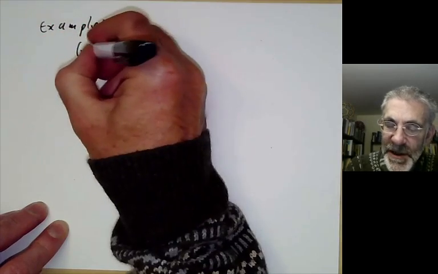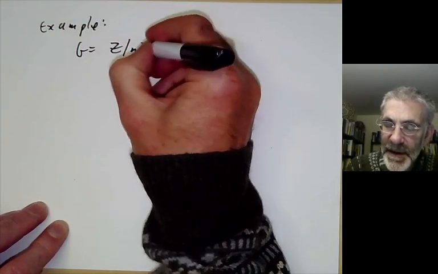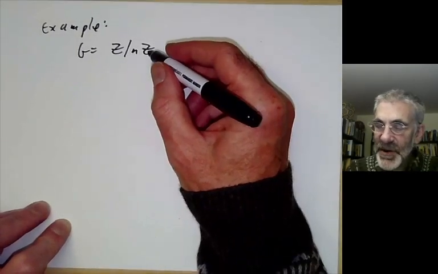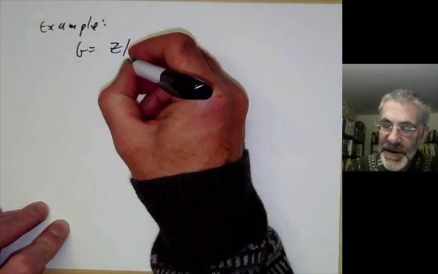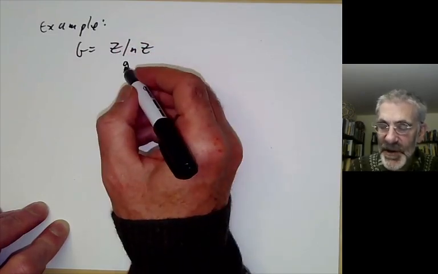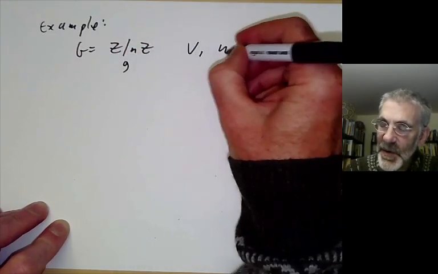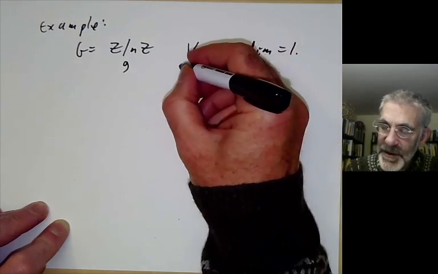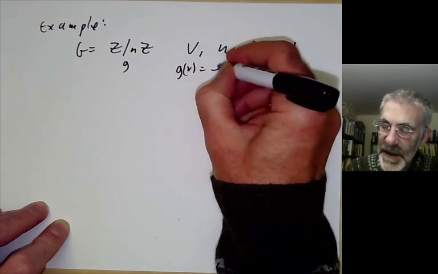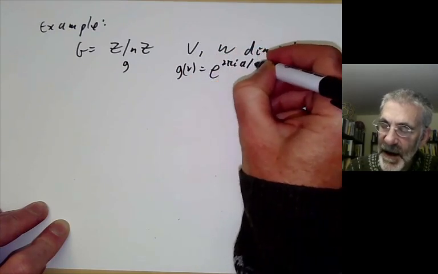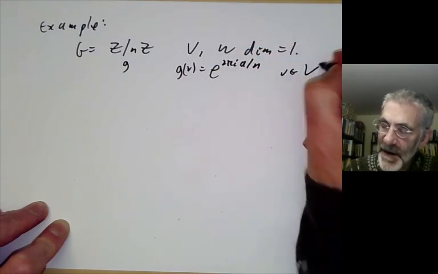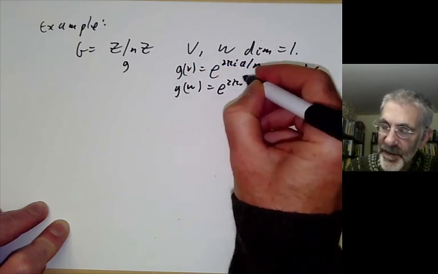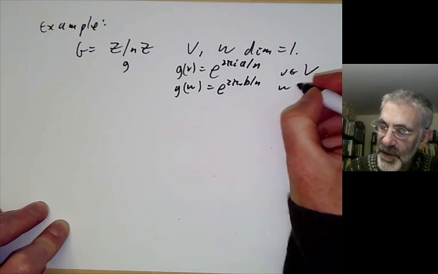Suppose we take G to be a cyclic group of order n, and we can look at some one-dimensional vector spaces acted on by G. So suppose this is generated by a little element g. We take V and W to have dimension equal to 1, and we might take g of v equals e to the 2 pi i a over n for v in V, and g of w equals e to the 2 pi i b over n for w in W.